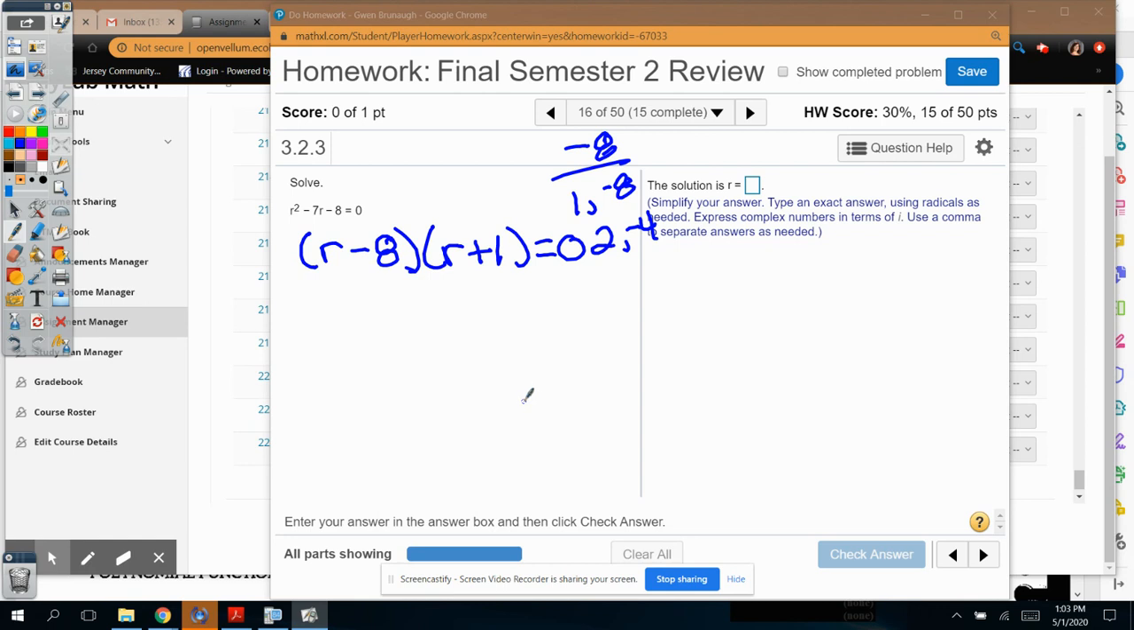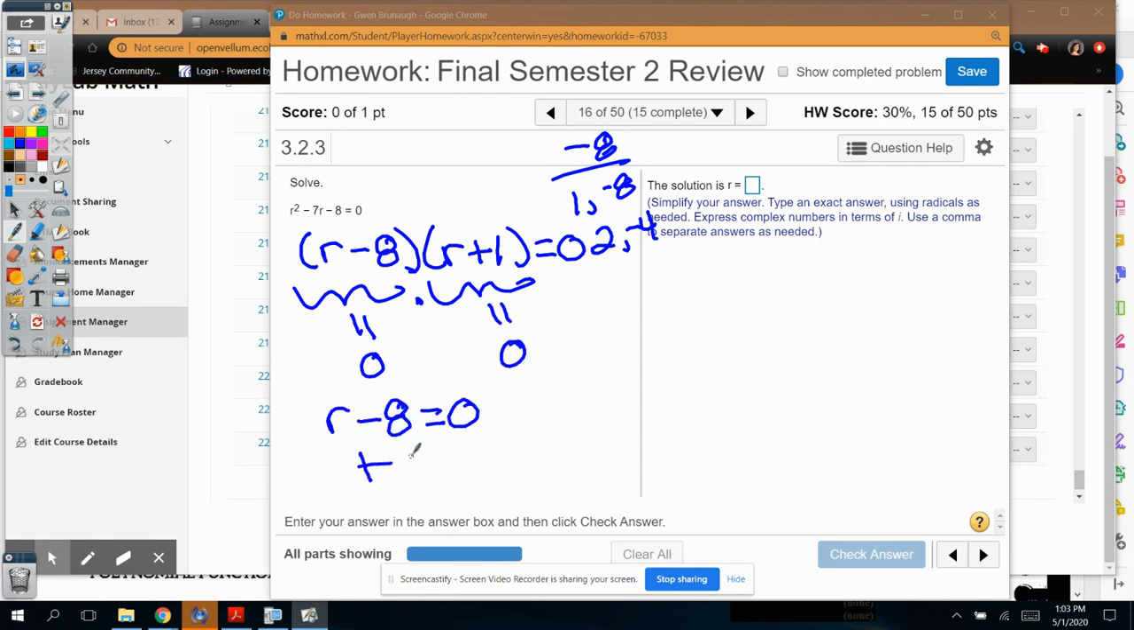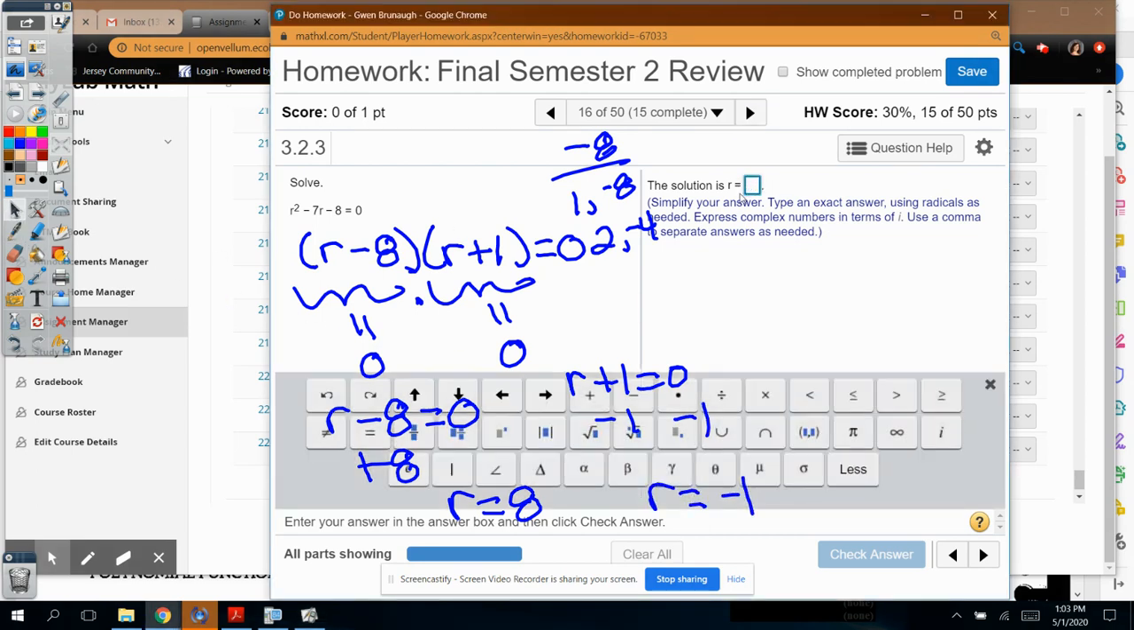You set that equal to 0, and this times this equals 0. So either this guy equals 0 or this guy equals 0. And if r minus 8 equals 0, then you get 8. And if r plus 1 equals 0, you get negative 1. So your answers are 8 and negative 1.